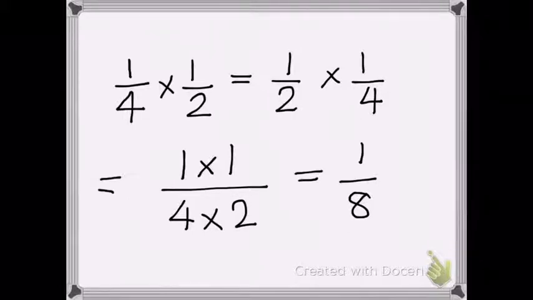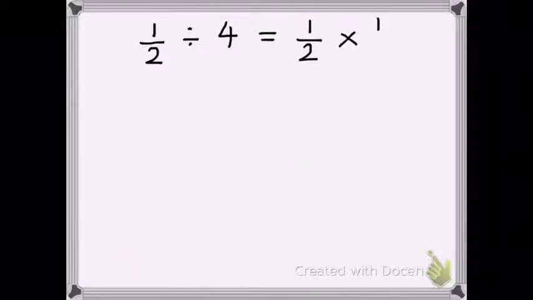So one way to think about division is to say that if we have a half divided by 4, this is the same as a half multiplied by a quarter. So that makes it easier if we want to do other calculations.